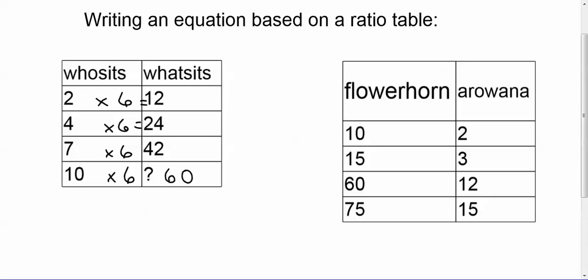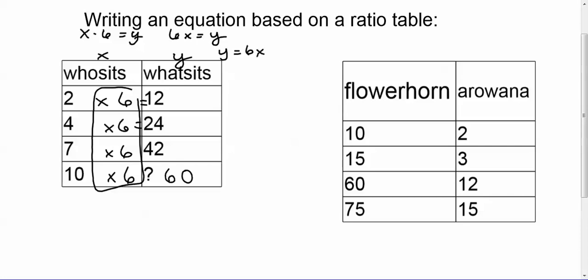Another thing that you'll sometimes be asked to do is, like I said, write it as an equation. So let's say this is x and this is y. To get y, you have to take your x value and multiply it by 6, right? So you want to write x dot 6 equals y. The more grown-up way to do that would be 6x equals y. And actually, a lot of times you see y equals 6x written with the y first.